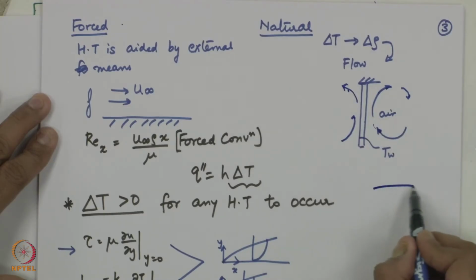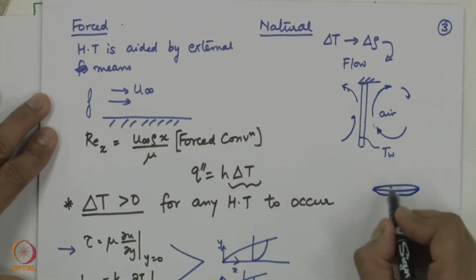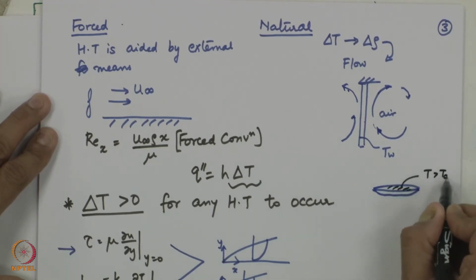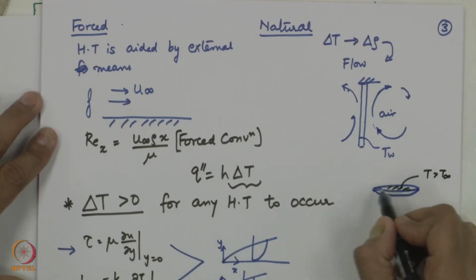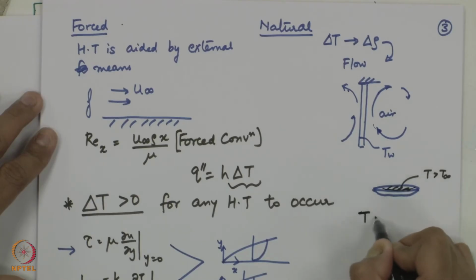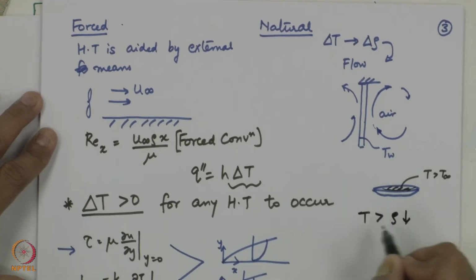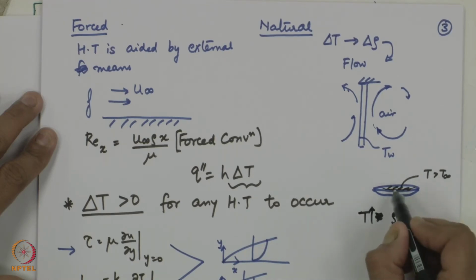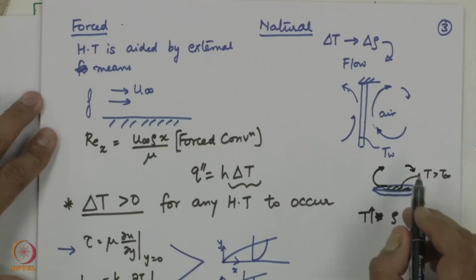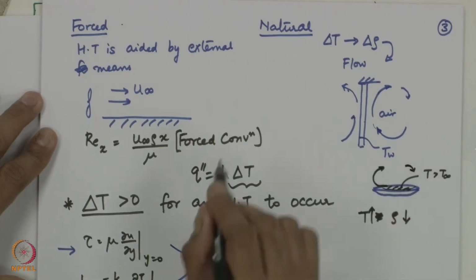When you keep a saucer with some hot liquid for cooling, the liquid is at T, which is greater than T ambient or T infinity, and the air near the fluid takes up the heat and becomes hotter. So, T greater, density will become smaller. Higher the temperature implies lower the density. So, this air here would become light. It will rise up, it will bring the colder air here, and the process would be established.